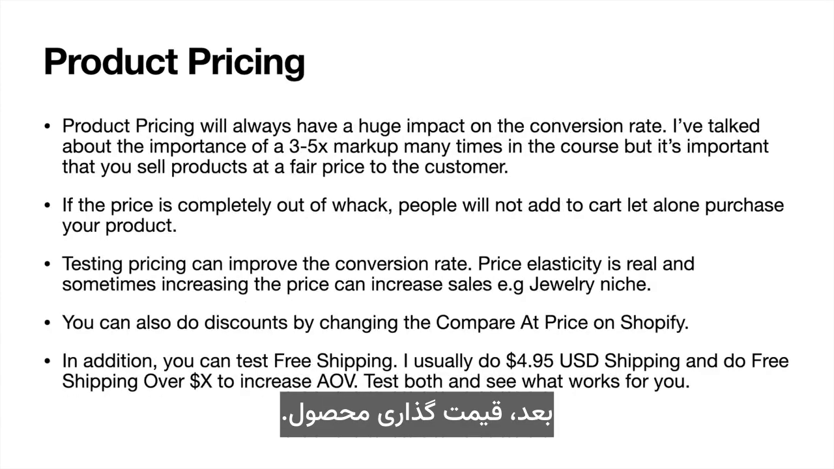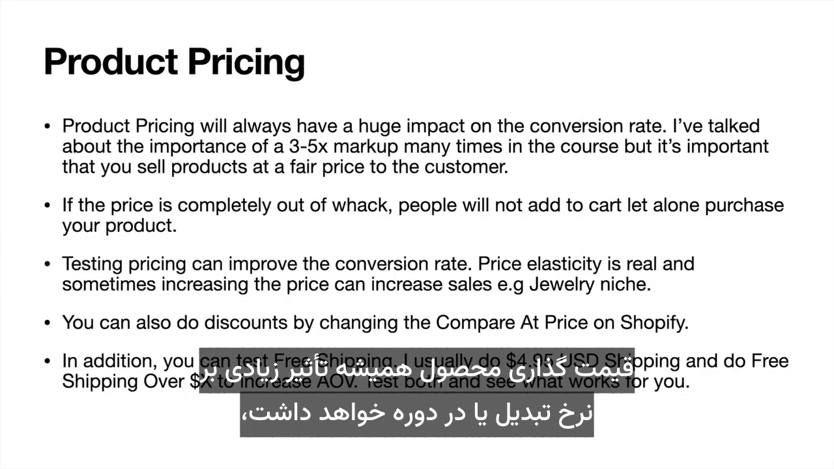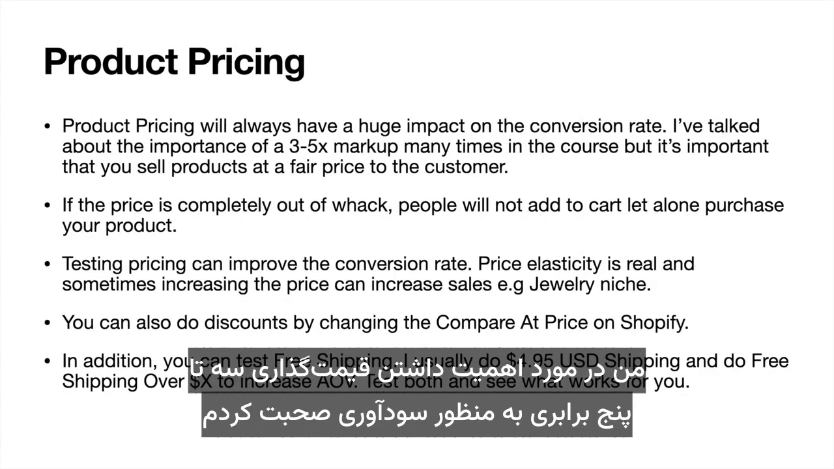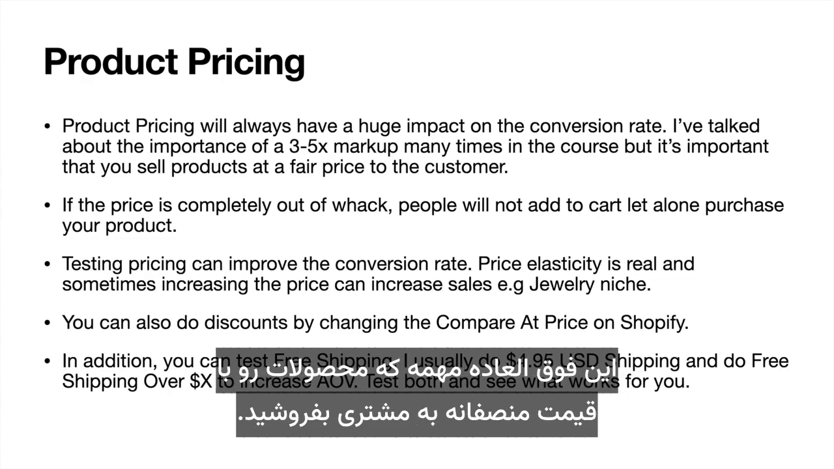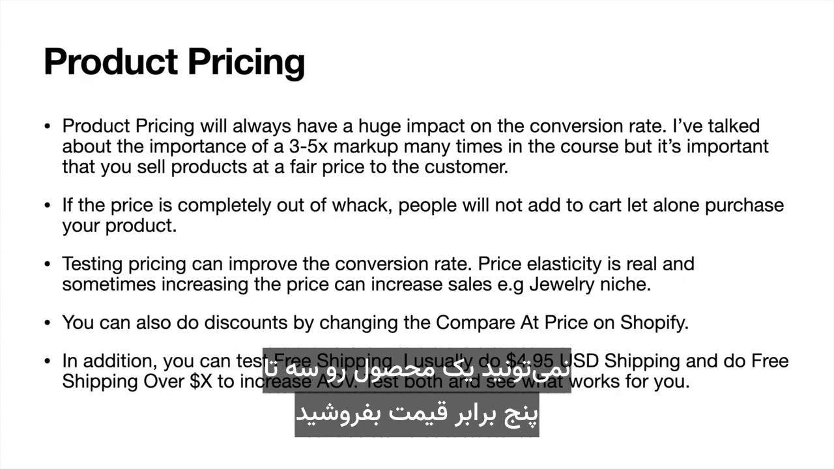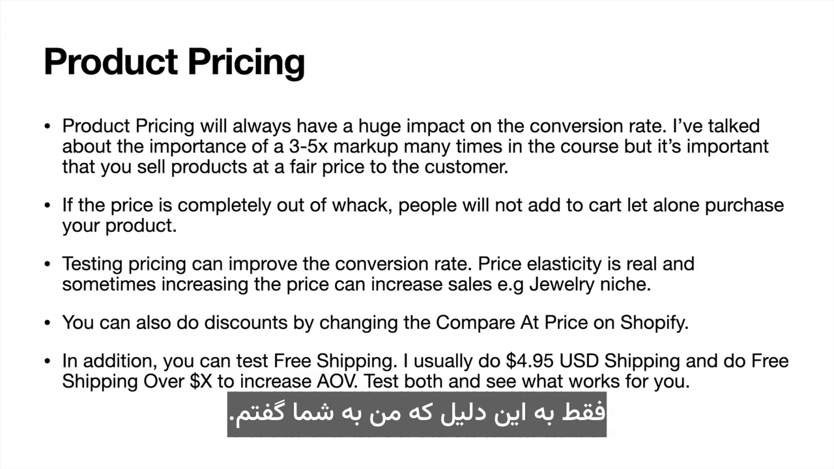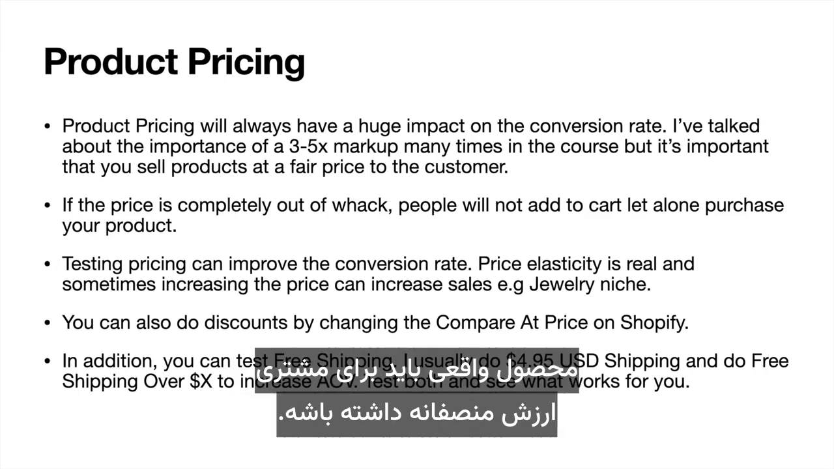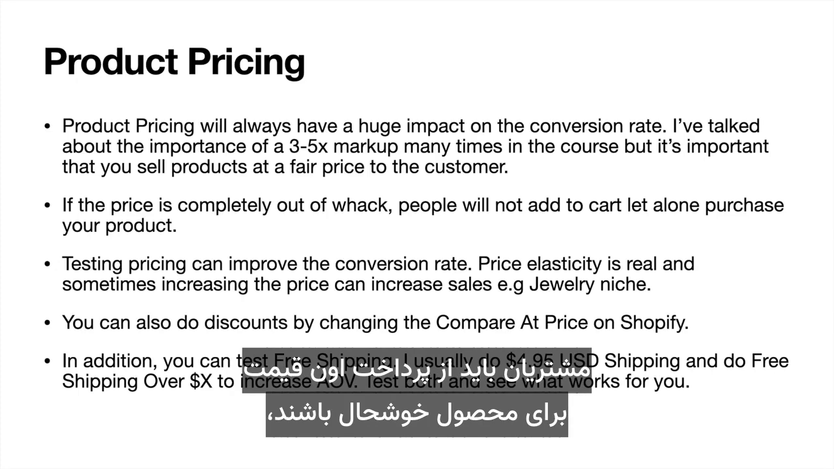Next, the product pricing. Now, the product pricing will always have a huge impact on the conversion rate. Now, in the course, I've talked about the importance of having a 3 to 5x markup in order to be profitable. It's incredibly important that you sell products at a fair price to the customer. You can't take a bad product and mark it up 3 to 5 times, just because I've told you to. The actual product must be of fair value to the customer. Customers must be happy paying that price for the product.